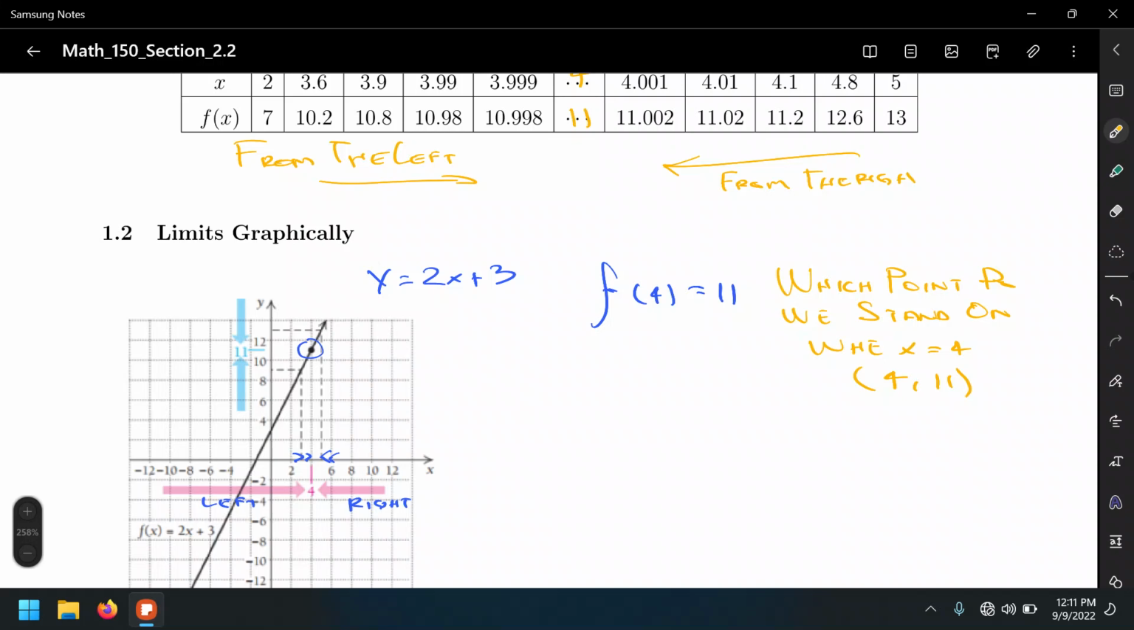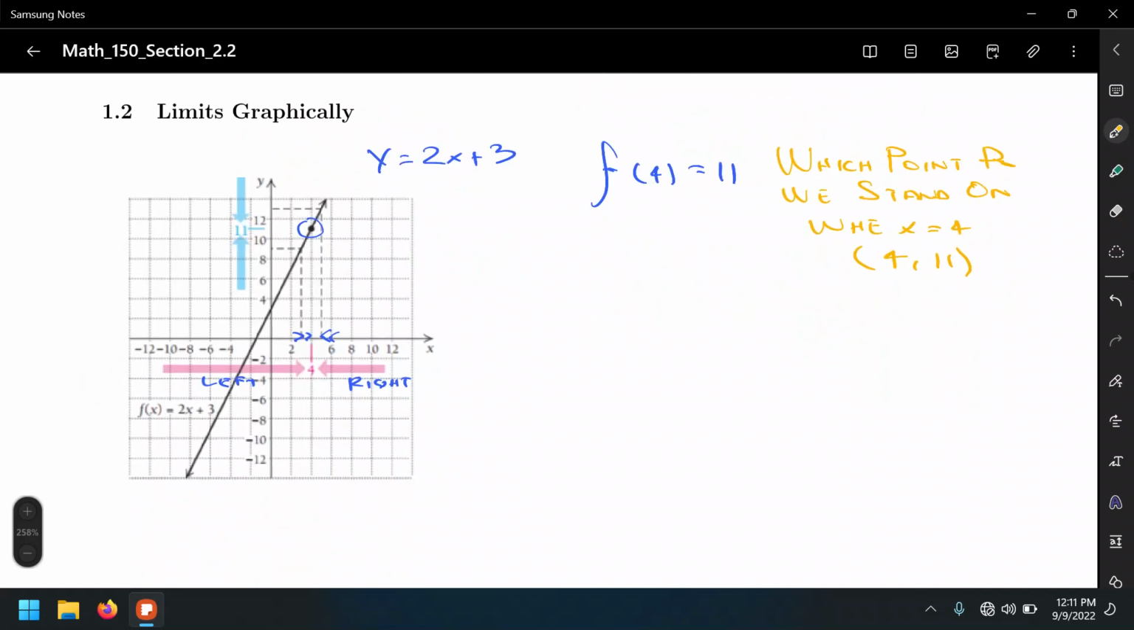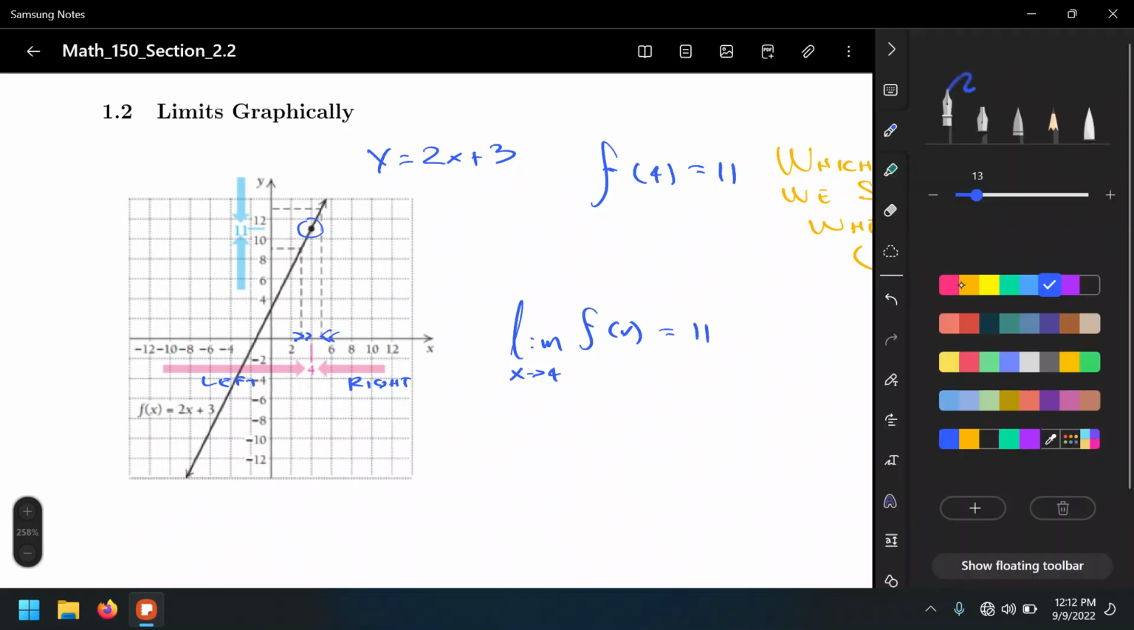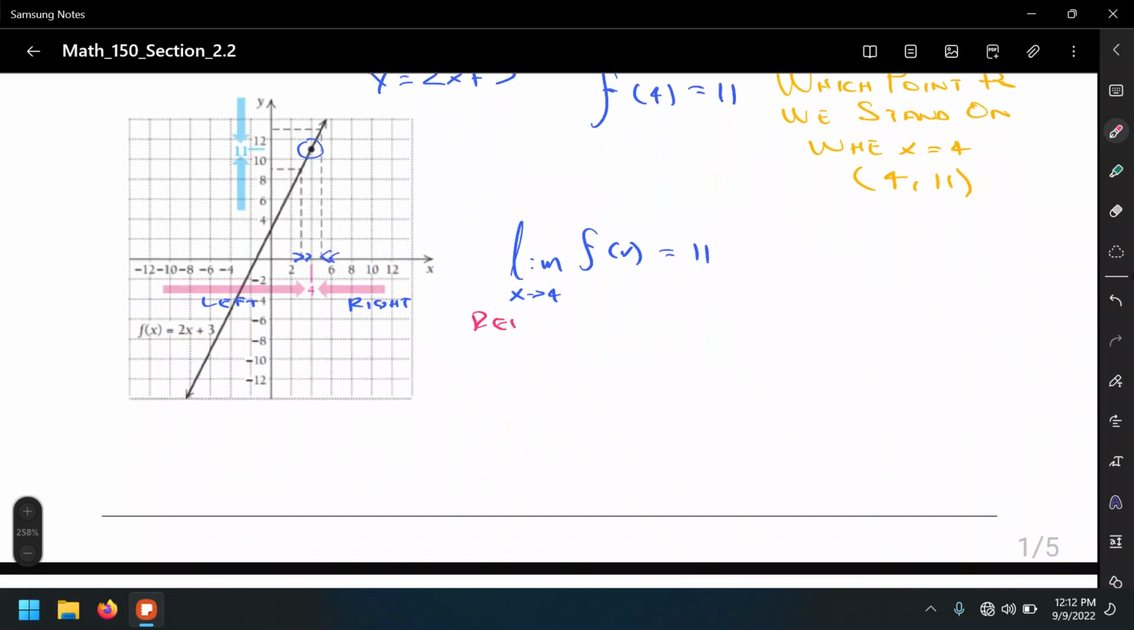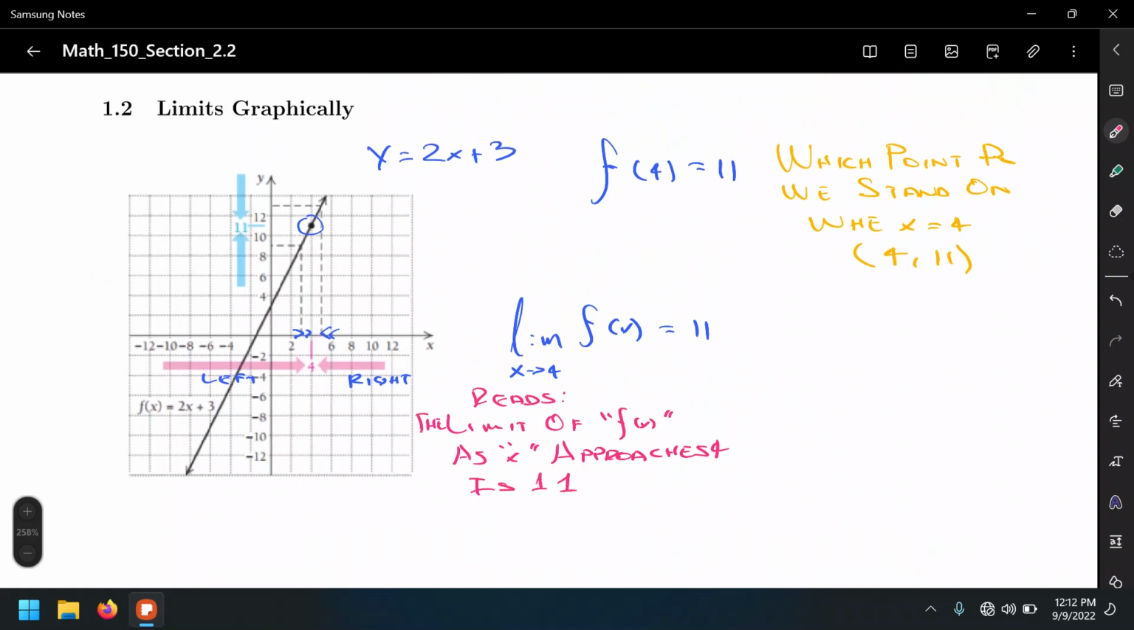Now, writing this in the language of limits, in this particular case the limit is exactly the value of the function. However, the way we denote this is the limit of the function f of x as x approaches 4, just plain 4. Of course, we're going to look at limits from the left or from the right, but in this case let's keep it simple: equals 11. The way we read this is, the limit as x approaches 4 is 11.